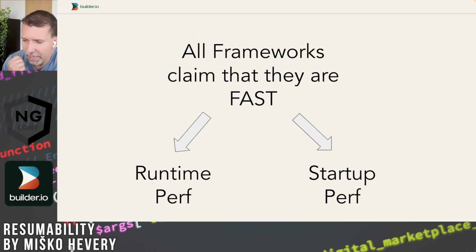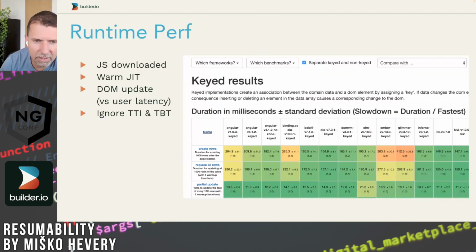Now, what's interesting, I think, is that all frameworks claim that they are fast. But I think there are two different kinds of fast that we should look at. There is the runtime performance, and then there's the startup performance. I'm sure many of you have seen these benchmarks that compare different frameworks and their performance. But this is what I would call runtime performance.